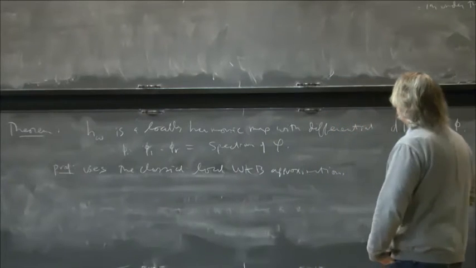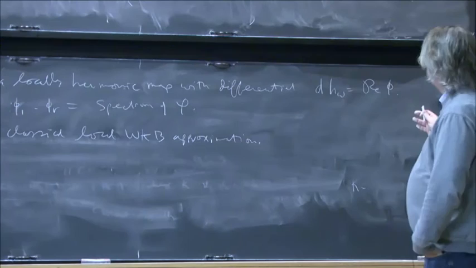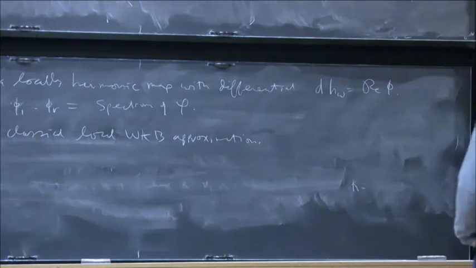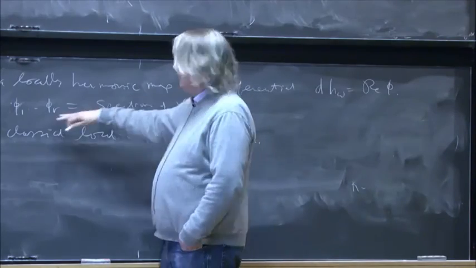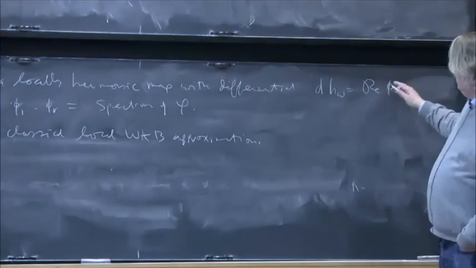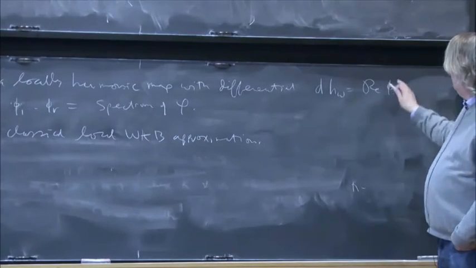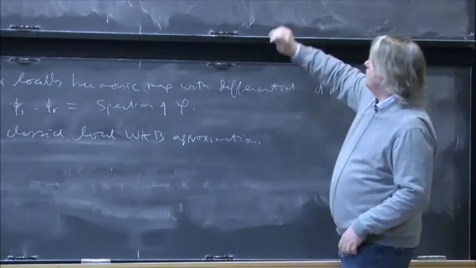Okay, then in order to get a good control of this exponent, the question becomes, how can we understand harmonic maps if we're given the differential? So now we have a harmonic map, and we know its differential. We'd like to just understand the harmonic map. And that's where this conjecture comes in.